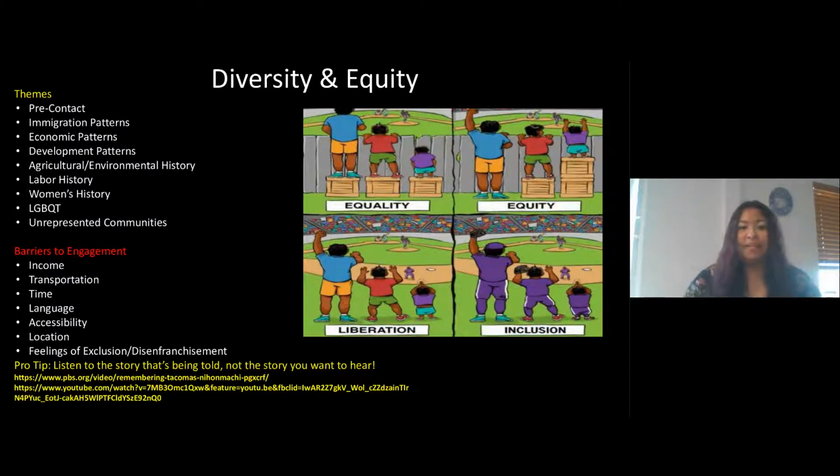Feelings of exclusion and disenfranchisement. That is something I think is hard to understand if you are not from one of the communities that is disenfranchised, right? But I think you have to really go to that community, talk to them, and understand where they're coming from. There is a reason that many communities and people of color do not trust the government, right? They don't trust these authority figures.